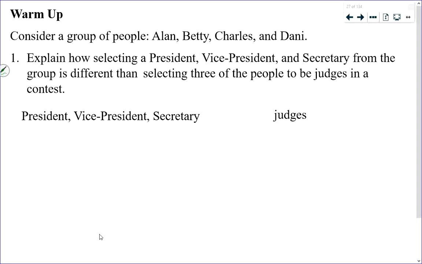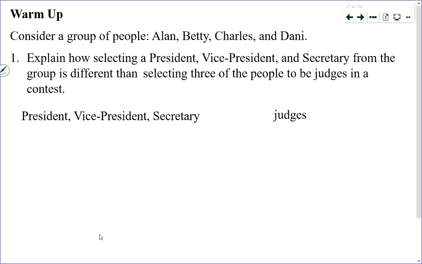And I think it's obvious that it's a different number of options. But my question is, how is it different? How is the fact that we have president, vice president, and secretary different than saying we have 3 judges? There's got to be something we can say about this in words, that we're going to learn, basically, that the president, vice president, and secretary decision is a permutation, whereas the 3 judges is a combination.